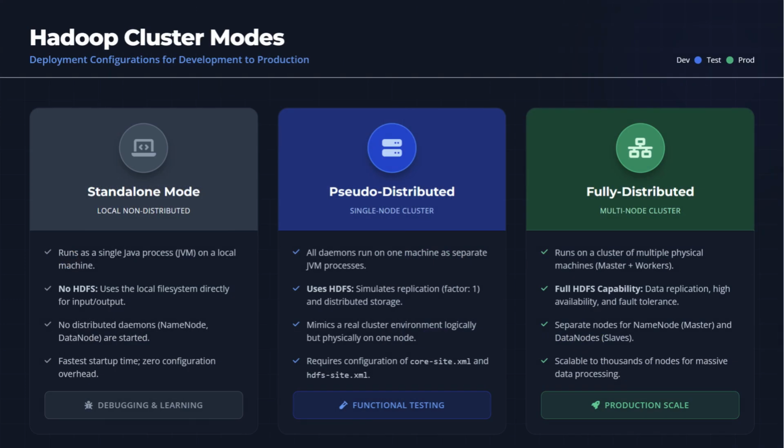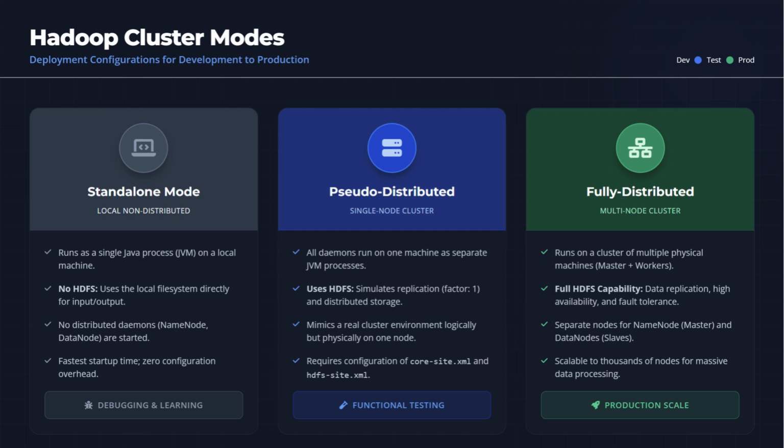Depending on where you are in your development cycle, you'll use different cluster modes. Standalone mode is for debugging. It runs as a single Java process on your local machine and uses your local file system instead of HDFS. Pseudo-Distributed mode is great for functional testing. All daemons run on one machine, but they simulate a real HDFS environment.